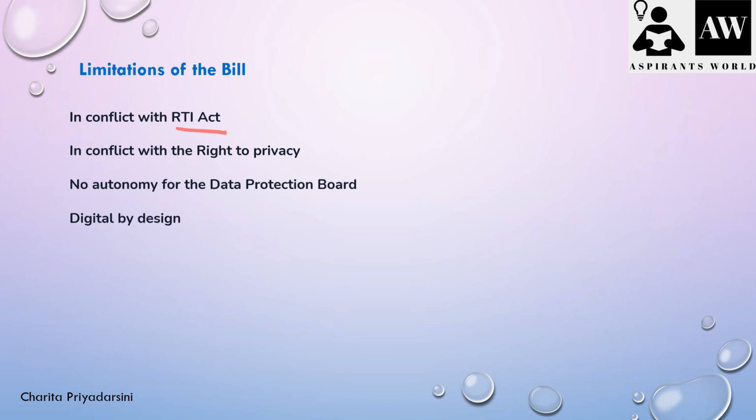The RTI Act includes a provision to protect privacy through Section 8(1)(j). In order to invoke this section to deny personal information, at least one of the following grounds has to be proven. The first one is that the information sought has no relation to any public activity or public interest, or is such that it would cause unwarranted invasion of privacy, and the public information officer is satisfied that there is no larger public interest that justifies the disclosure.